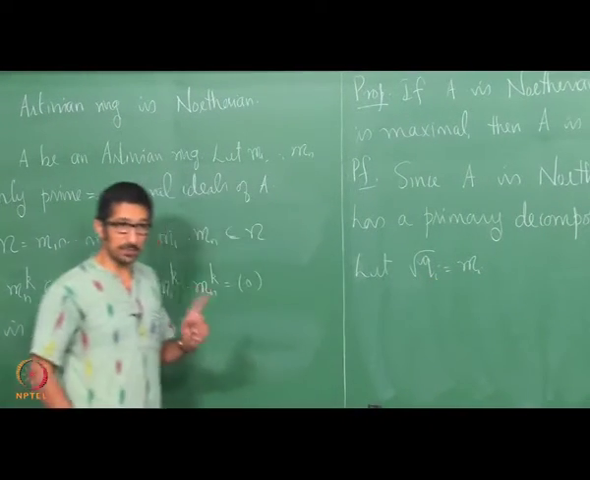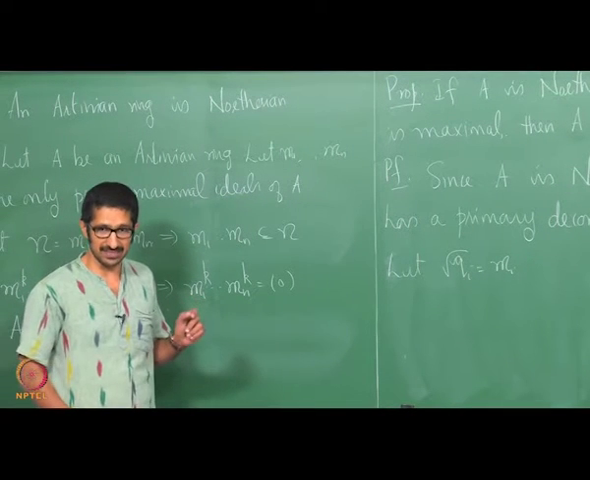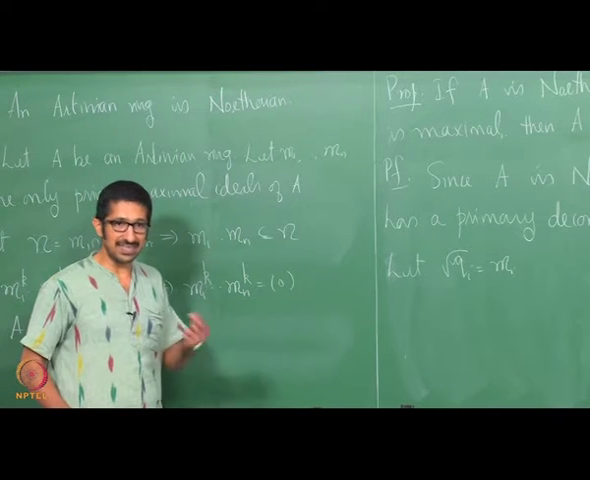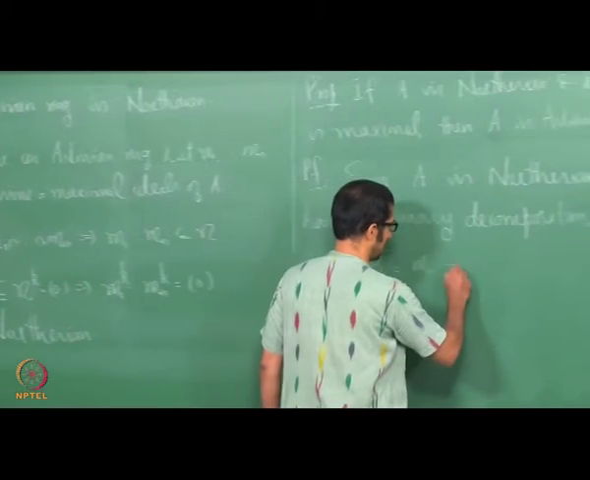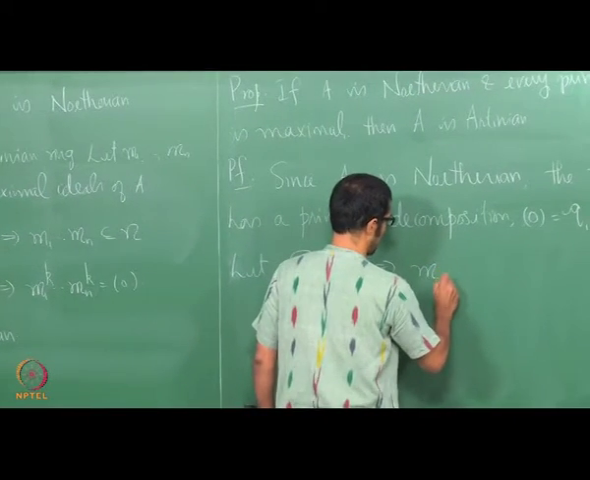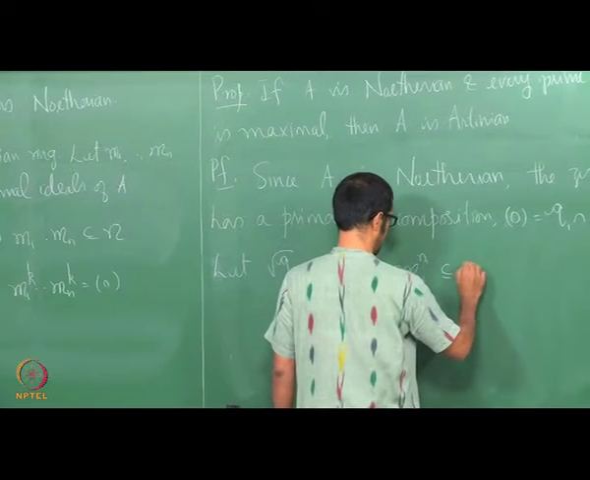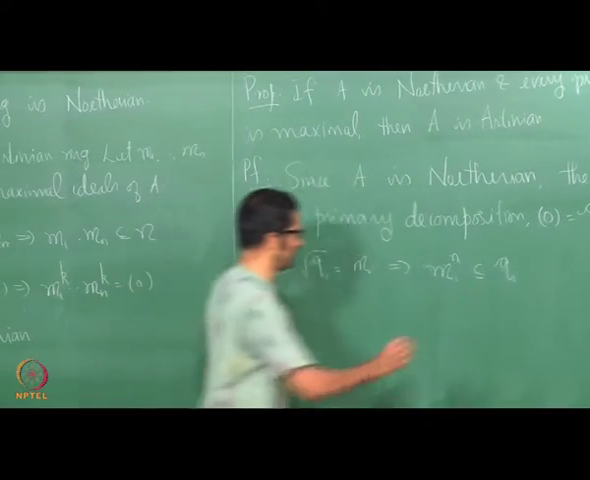Now we proved another property of ideals in a Noetherian ring. Every ideal in a Noetherian ring contains a power of its radical, right. That means Mi power Ni is contained in Qi for some Ni.